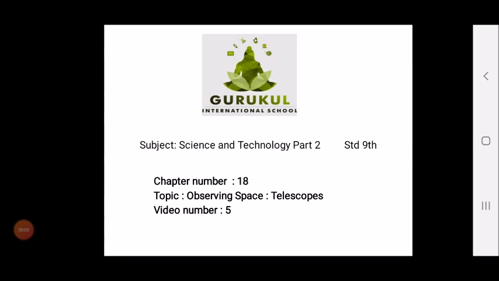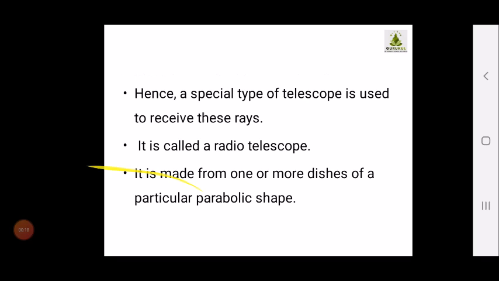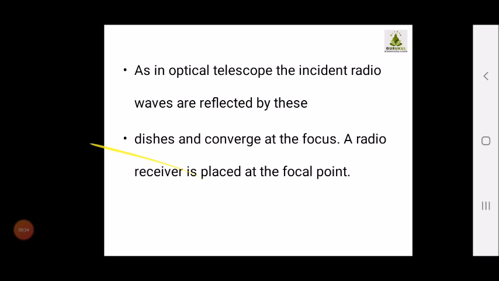Good morning, children. Today we will be studying about the radio telescope. Many heavenly objects emit radio waves in addition to the visible radiations. We cannot see these radiations with our eyes. Hence, a special type of telescope is used to receive these radiations, and this telescope is known as a radio telescope. It is made from one or more dishes of a particular parabolic shape.